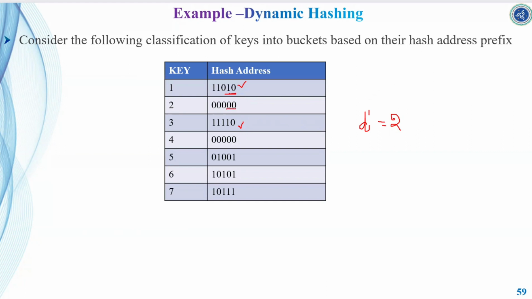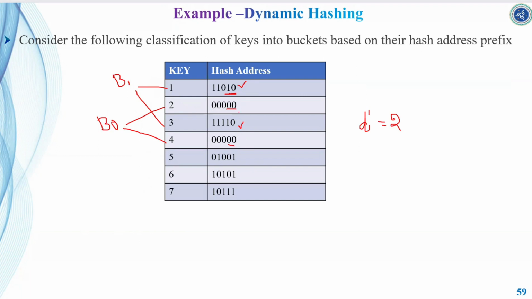Again, we have the key number 2 as well as key number 4. Here this is 00 and this is also 00. So 2 and 4 will be going to bucket B0, since the bucket numbering starts from 0 till m minus 1. The first bucket is B0, the second bucket is B1, and likewise B2, B3, etc., up to Bm minus 1.